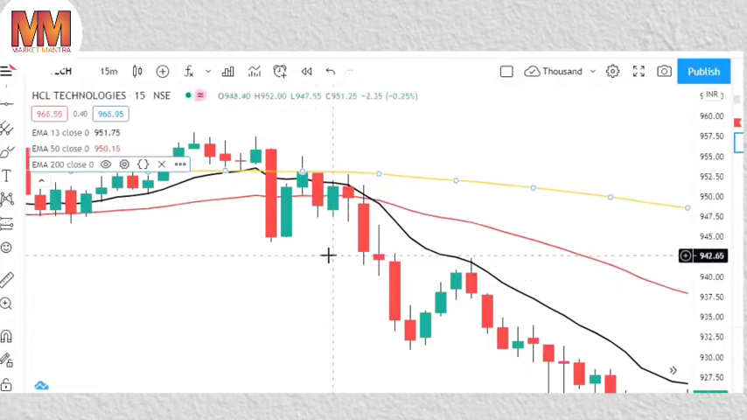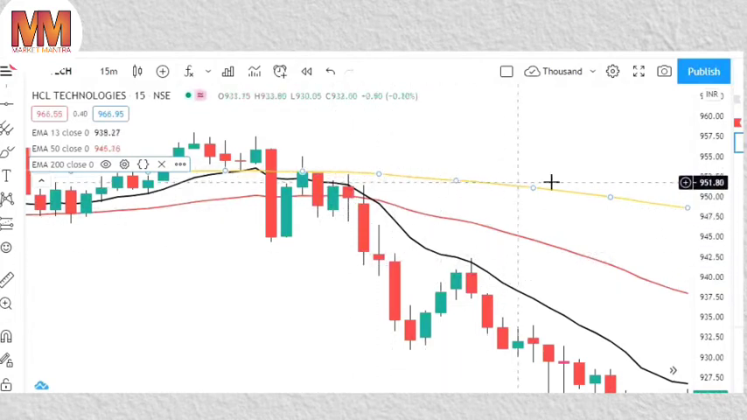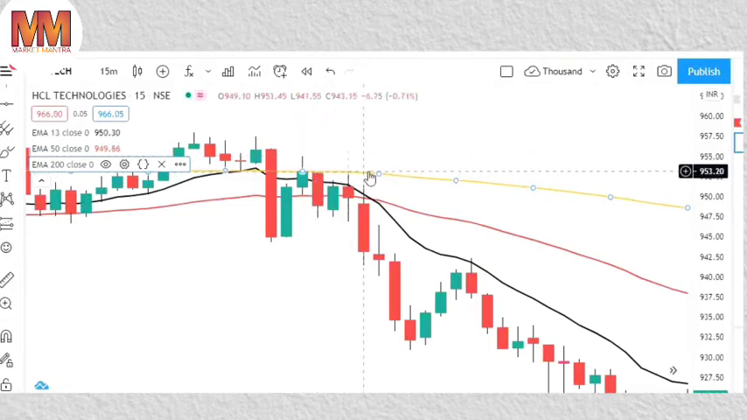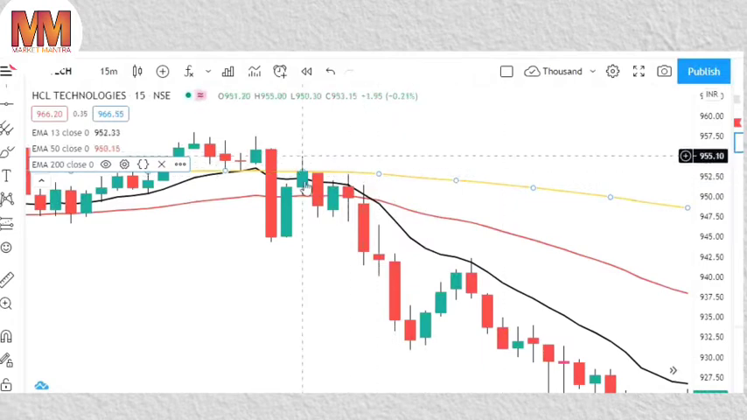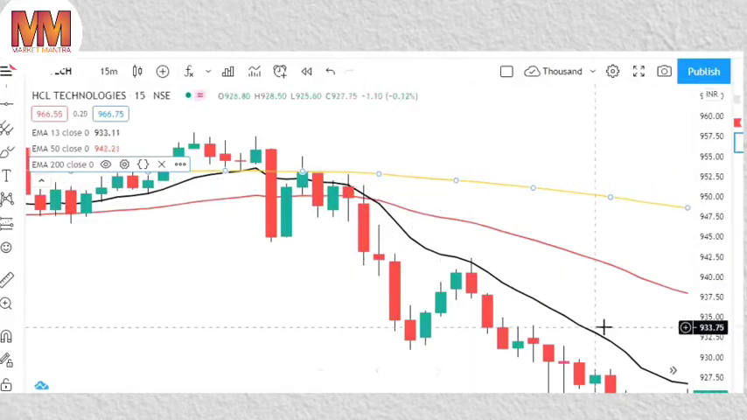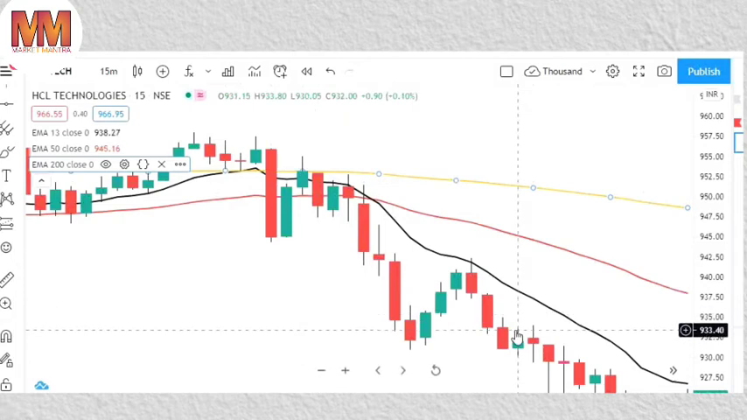Then you might be wondering, what is the use of this 200-day exponential moving average? In case you are looking for a buying opportunity, if this 200-day exponential moving average is above, then you can keep it as a target. Similarly, when you're looking for a selling opportunity, if you get a proper entry, and if this 200-day exponential moving average is below over here, then you can keep that as a target.